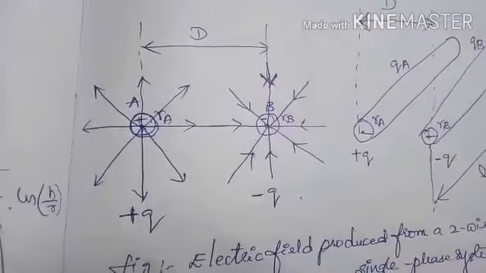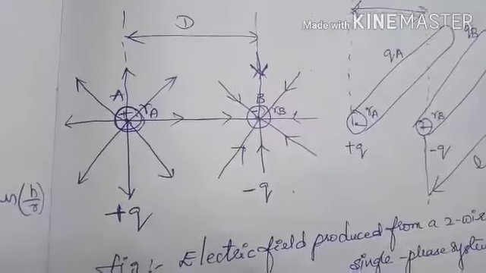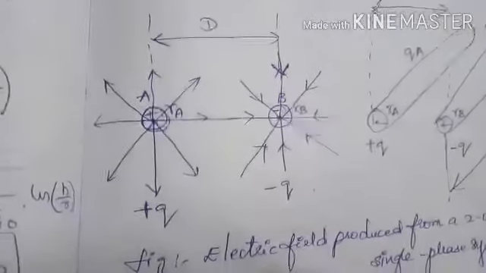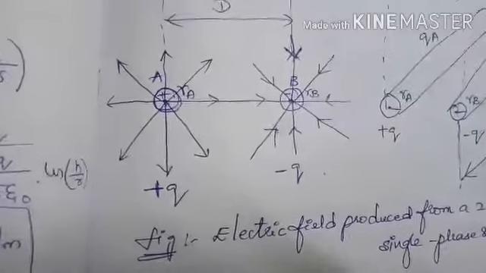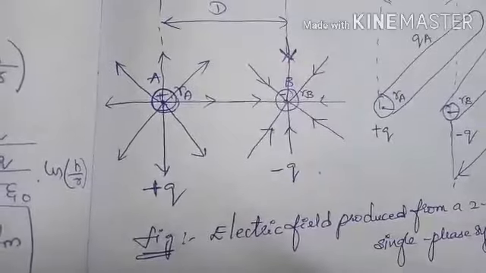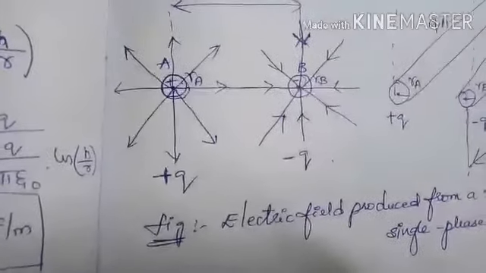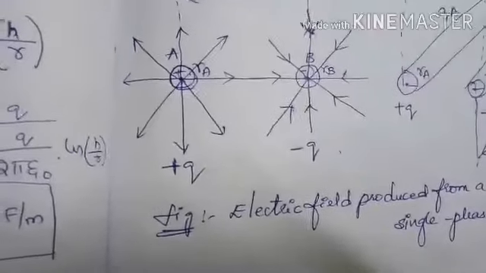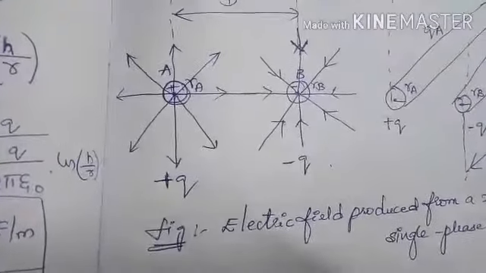These two conductors are separated by a distance d, as shown in the figure. Conductor A is energized by the voltage source and has a charge of plus q coulombs, and similarly conductor B has a charge of minus q coulombs. The charge on each conductor generates an independent electric field. These are the representations of the electric field.